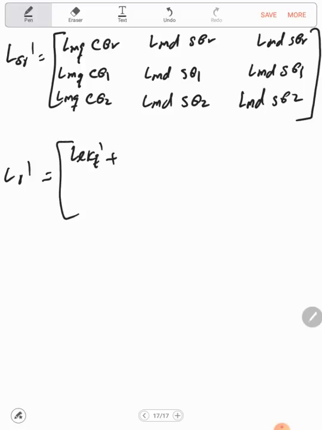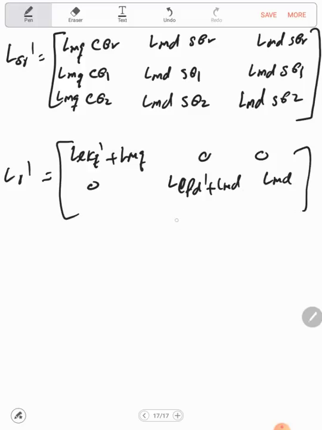Now the LR dash will equal LLKQ dash plus LMQ, 0 and 0, 0. Here we have the LFD dash plus LMD. Here we have LMD, here we have LMD, here the 0. And finally here we have the LLKD dash plus LMD.